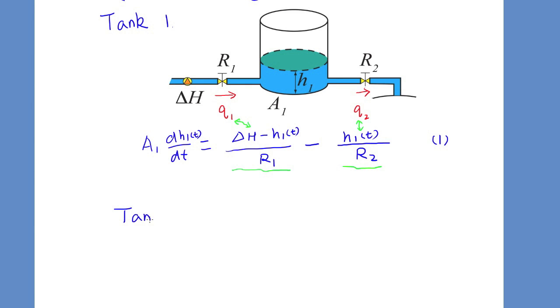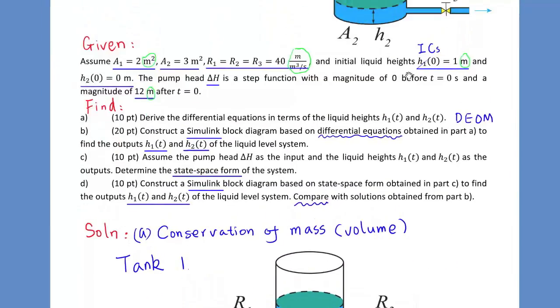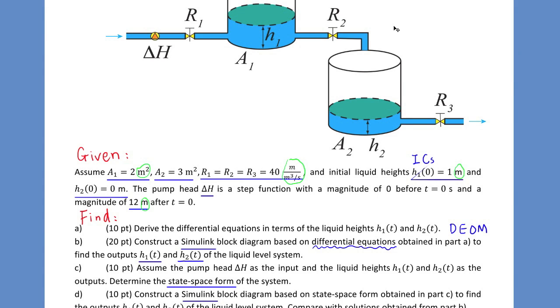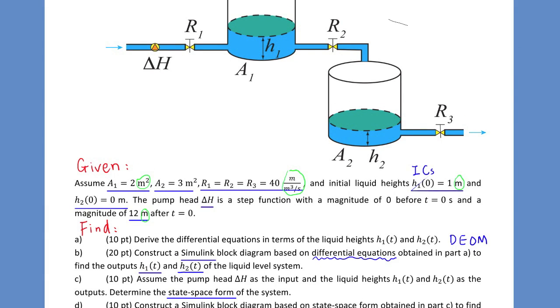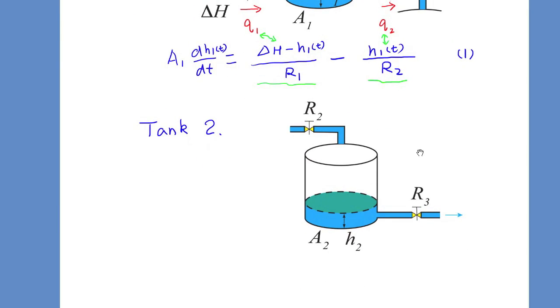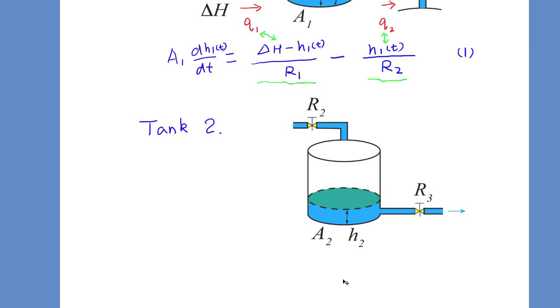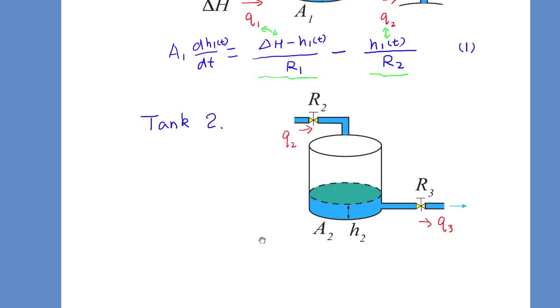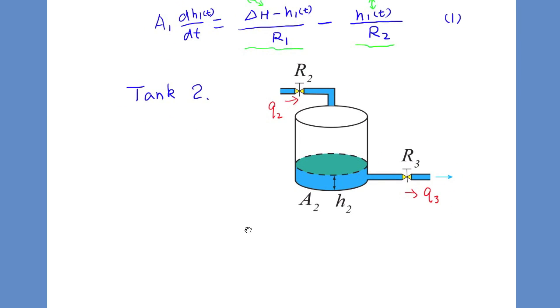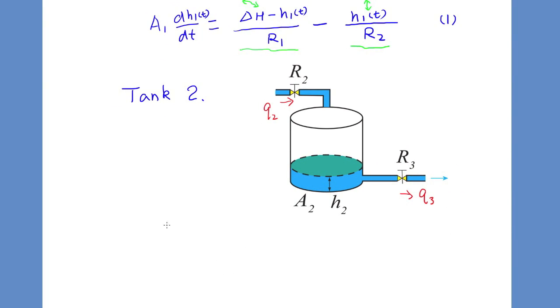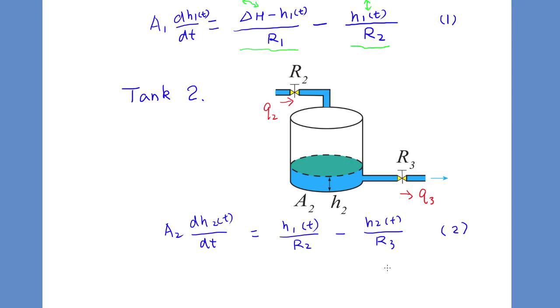Similarly, we can find differential equations for tank number 2. Control volume. Flow rate in for this tank is the same as flow rate out for tank number 1, Q2. Flow rate out, Q3. Cross-section area times height rate of change is equal to flow rate in minus flow rate out. Equation number 2.